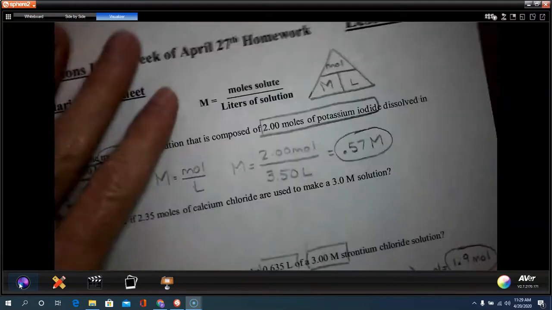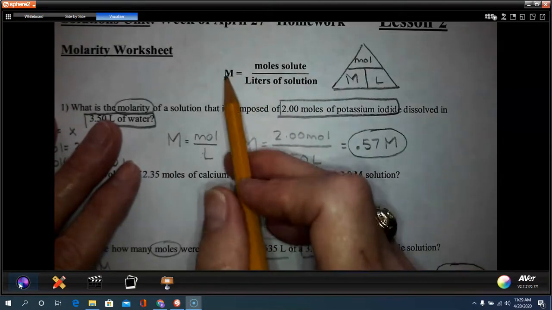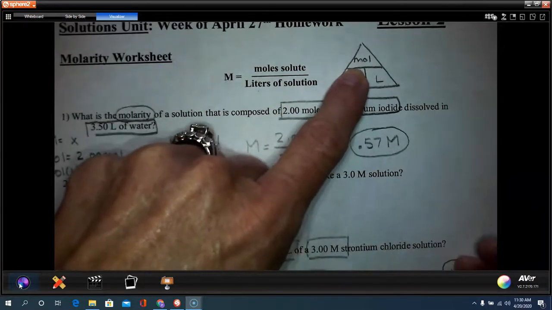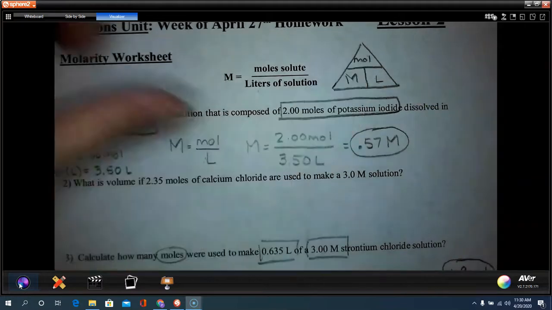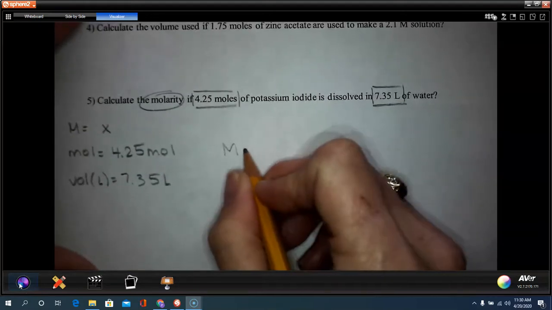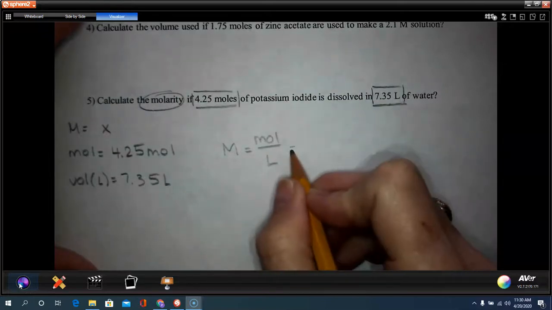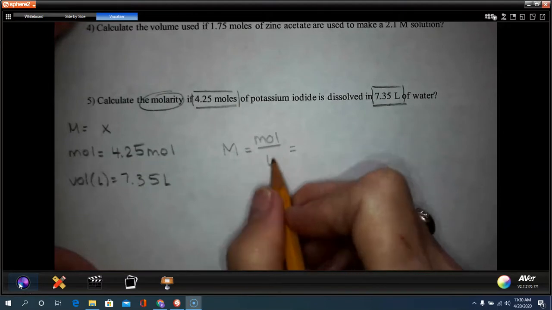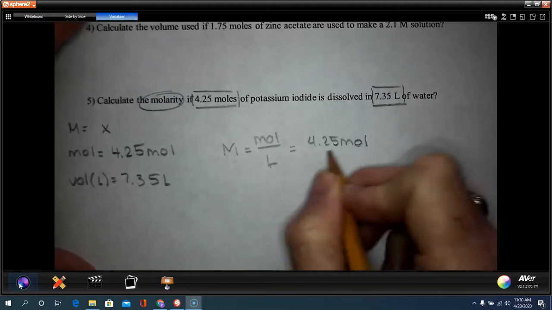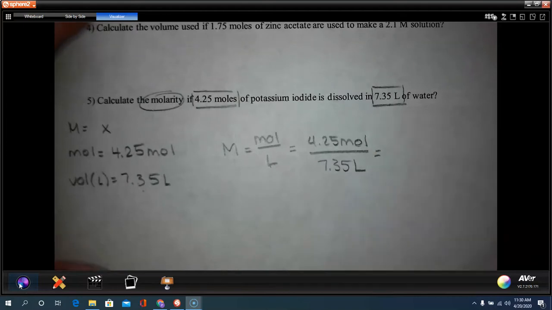So what formula are we going to use? Well, let's go back up here. We're looking for molarity, so we actually don't need to rearrange the formula at all. Molarity is moles divided by liters. If we use our little triangle, you cover up molarity, and it's moles over liters. So we'll go back up here. Molarity is equal to moles divided by volume in liters. Plug in my numbers for my variables, 4.25 moles divided by 7.35 liters. And then we'll do the math.